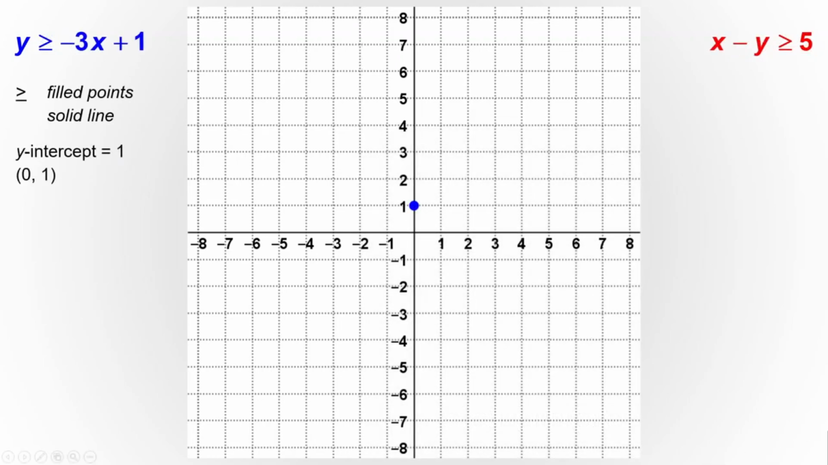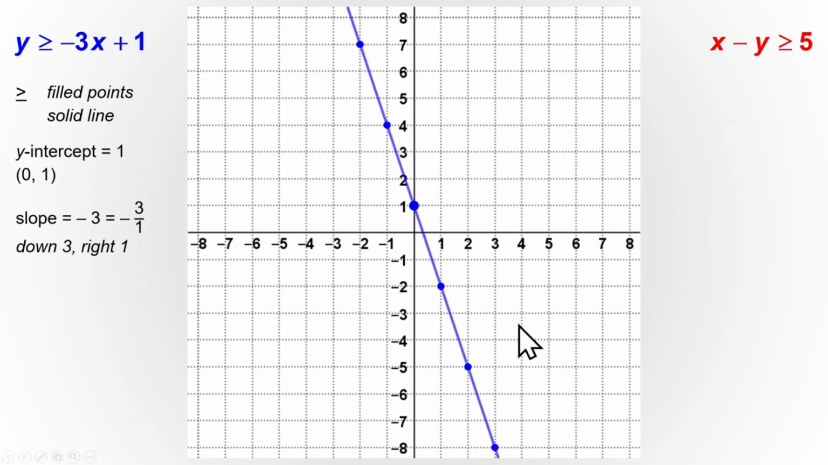We'll move to our second example of a system of linear inequalities, with the first inequality being y is greater than or equal to -3x plus 1, and our second inequality being x minus y is greater than or equal to 5. On the left side, we see that y greater than or equal to -3x plus 1 means filled points and a solid line because of the or equal to. We also see it's in slope-intercept form. We can establish then our first point, being our y-intercept, at 1, or specifically 0, 1. We'll take it a step further once we realize that our slope is -3, which could be written as -3/1. So down 3, right 1 we go for all our additional points.